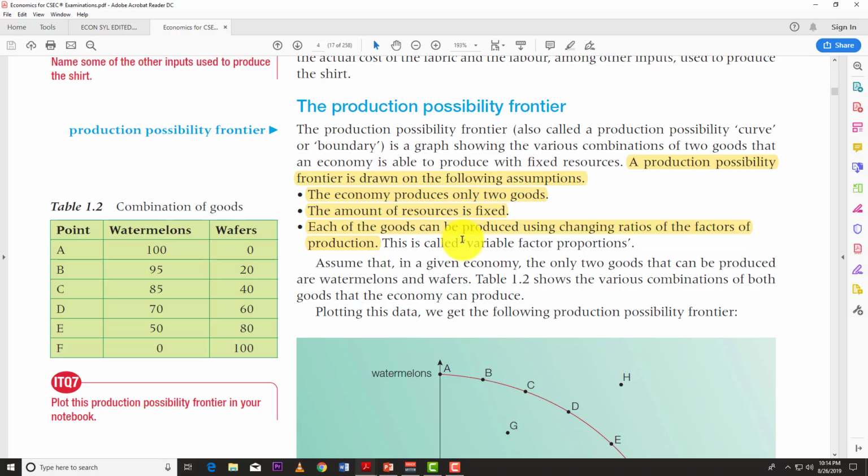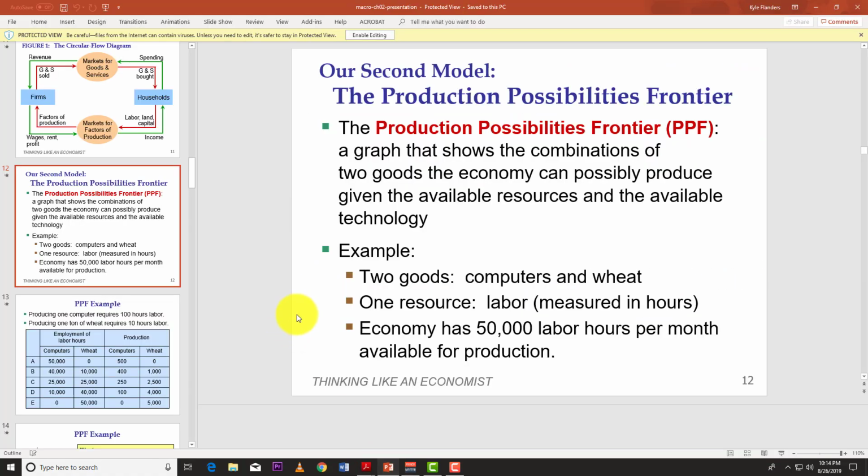First and foremost, what is a production possibility curve or a production possibility frontier? The definition we can use is that a production possibility frontier, or PPF, is a graph that shows the combination of two goods the economy can possibly produce given the available resources and the available technology. For example, two goods could be computers versus wheat.